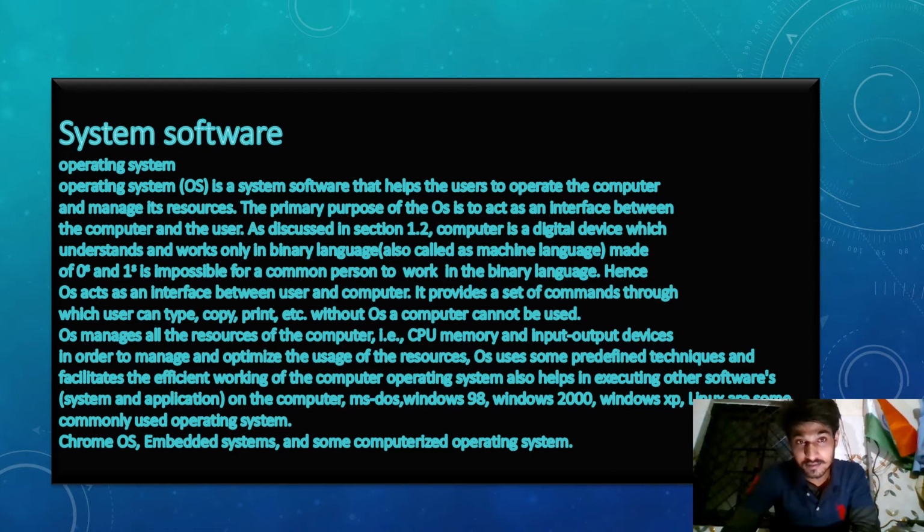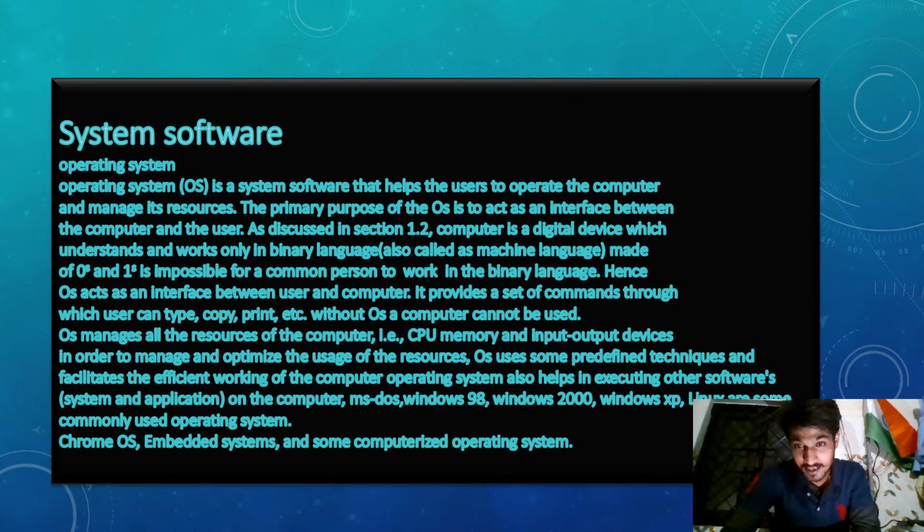So for example, system software. A computer is a digital device, everybody knows, which understands and works only in binary language, 0 and 1. It is impossible for a common person to work in binary language, right? If I give you the name of NDT technology to write in zeros and 1, you will struggle with this. But computers require these zeros and 1. The understanding level of hardware is only 0 and 1.